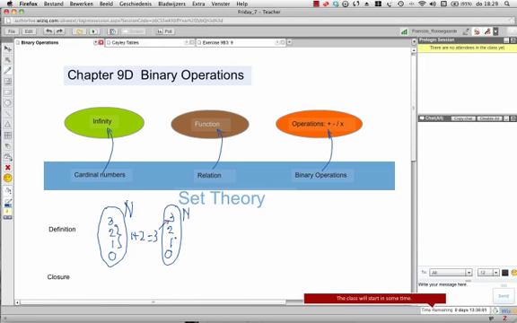Now in this case we see that the result of the operation is again an element of N, and therefore we say that addition is a closed operation, whereas for instance if I look at subtraction, this leads to an element which is not of N, and therefore it is not closed. Which leads me to the subject of closure.